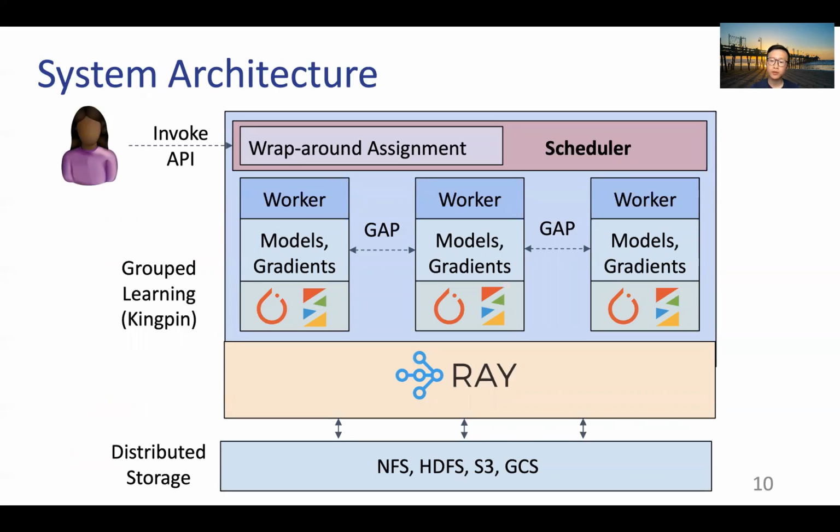The system is built on top of Ray, which parallelizes the workloads on physical machines. For ML training, Kingpin essentially acts as an abstraction, enveloping popular ML tools without modifying their internal code. Currently, we support PyTorch and LightGBM.